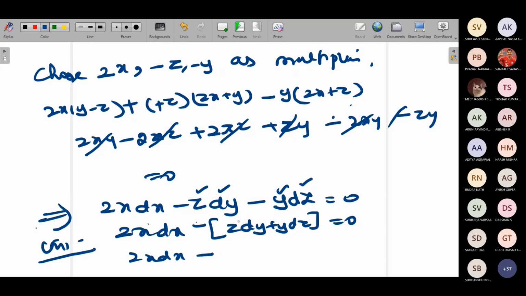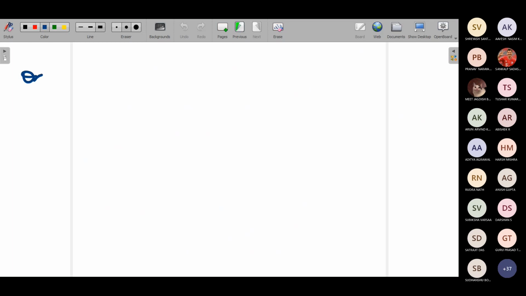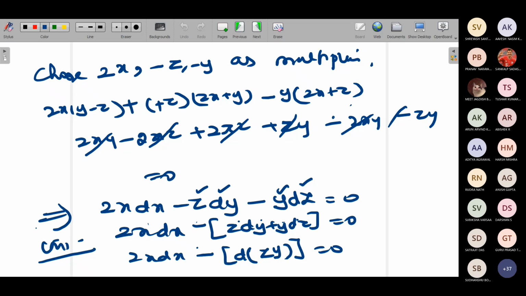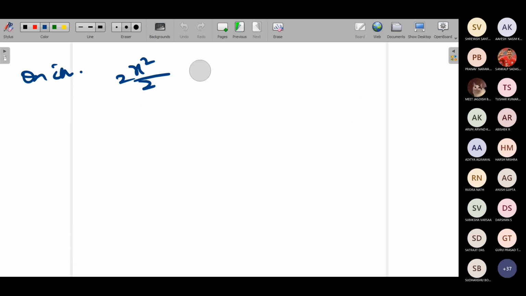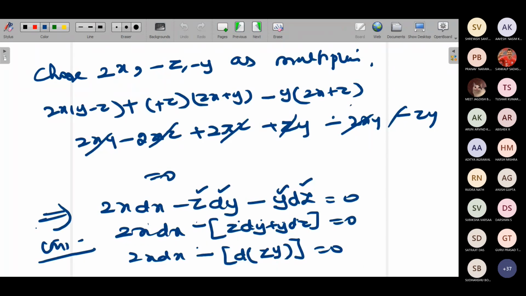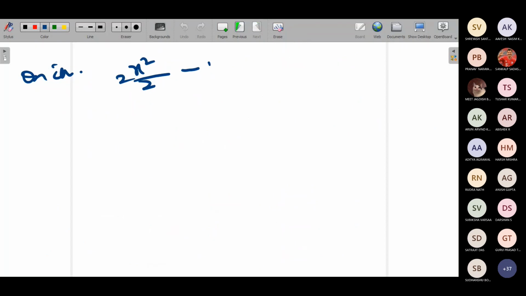So you can write it as 2x dx. What is z dy plus y dz? It is of the form u dx plus v dy. So you can write this as minus of d of zy, is equal to 0. Now you integrate it. On integration, you'll get 2 into x square by 2 minus zy is equal to some c2. So 2 and 2 will be cancelled. You'll get x square minus zy is equal to c2.